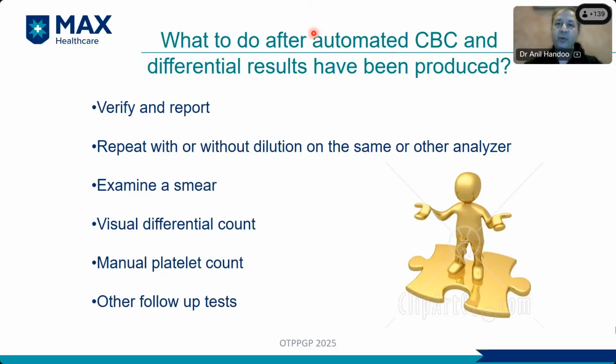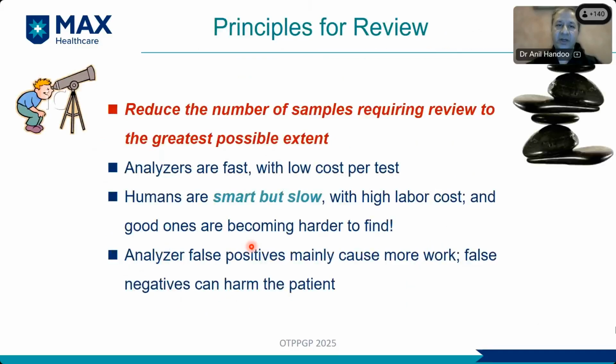So after you do an automated CBC and your differential counts have been produced in front of you, especially in a 5-part differential counter, you would want to review and verify the report. Sometimes you might want to examine the smear and do a manual visual differential count and maybe also do other tests. So for a review, what is important is you want to reduce the number of samples you require to review to the greatest possible extent, and that would be the best thing to happen. But in the best of the centers, people are not really able to get it down to less than 50%.